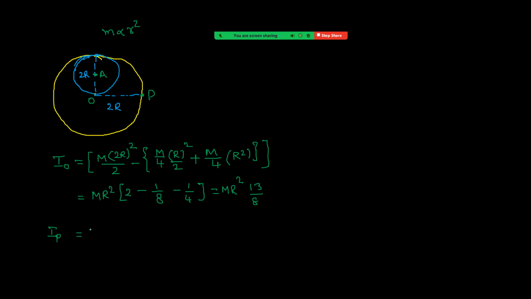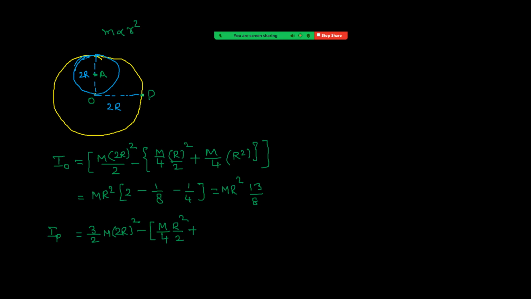So this is 3 by 2. Before removing, 3 by 2 M, radius is 2R. This is before removing. Okay. From that we have to subtract for the removed part. For the removed part about P, what is the I value? Again, first calculate about its own axis. That is how much? M by 4, R square by 2. This is about its own axis, means about A.